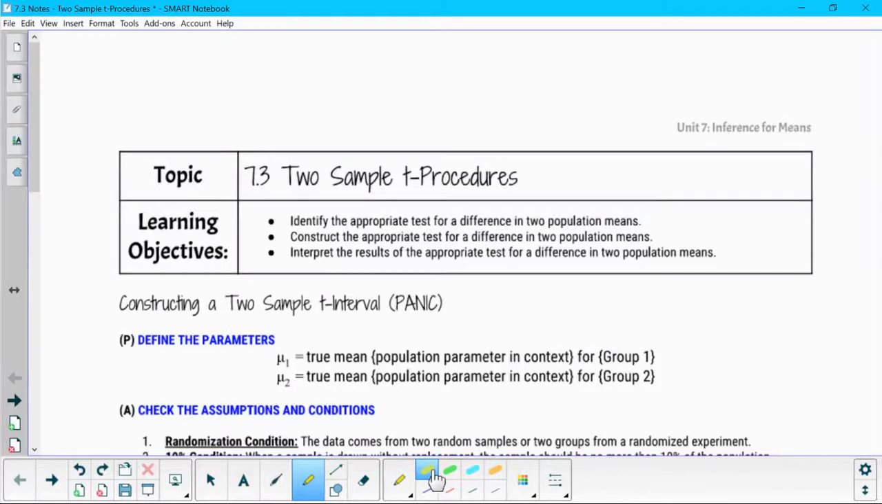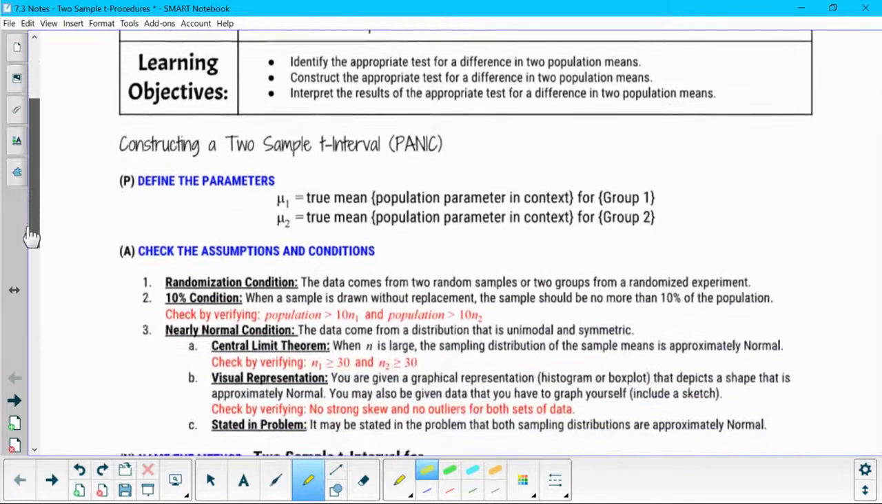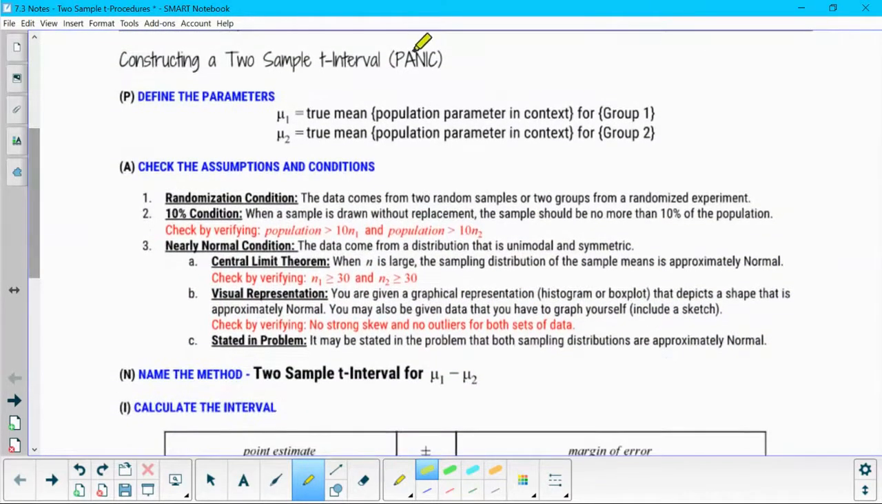Welcome to 7.3 two-sample t procedures. Now that we have learned how to do one sample t intervals and one sample t tests, we're now going to take that and apply it to when you're presented with two samples of data. So first we're going to start with our two-sample t interval, and we will be following the steps of PANIC.